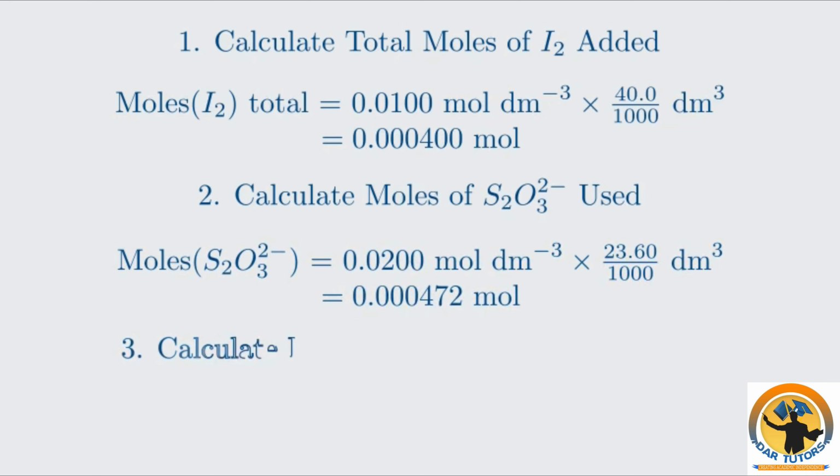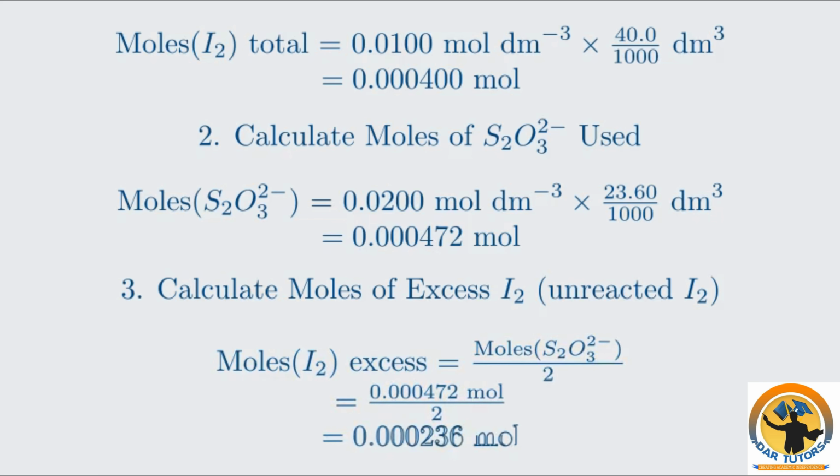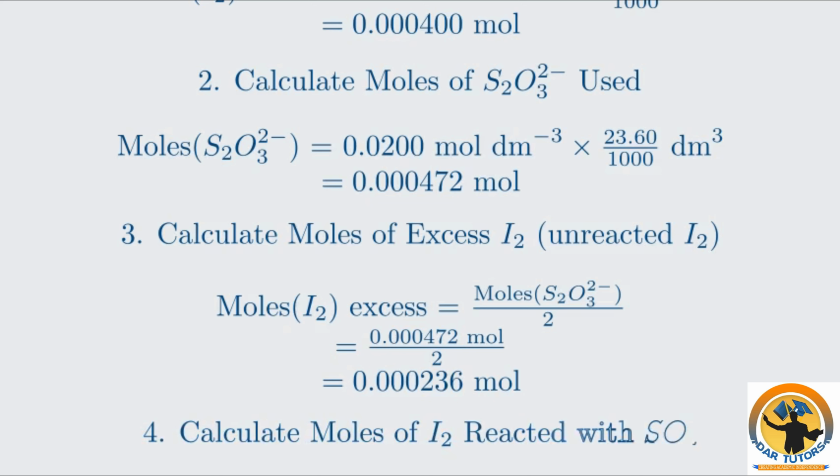Third, we'll use the stoichiometry of reaction 2 to find the moles of excess iodine. The mole ratio of I2 to thiosulfate is 1:2. So, the moles of excess iodine is half the moles of thiosulfate, which is 0.0236 moles. Fourth, we find the moles of iodine that actually reacted with the sulfur dioxide.